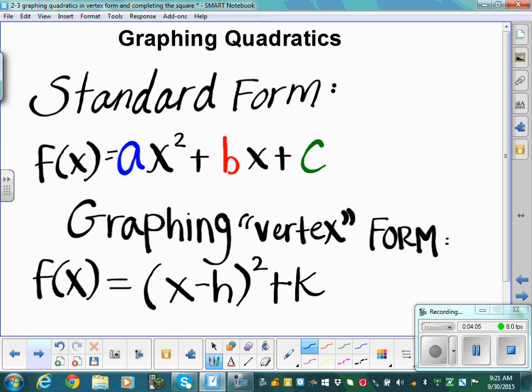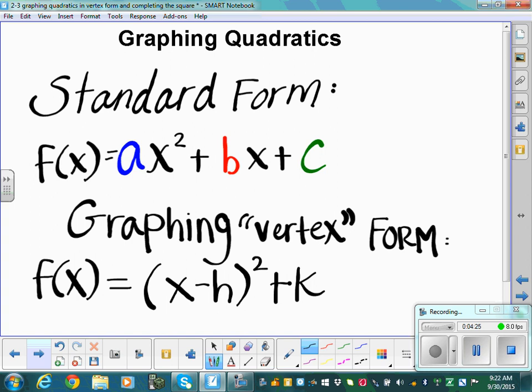Okay, so today we're going to be graphing quadratics. But today we're going to be graphing quadratics not in standard form, but in vertex form, which is actually way easier than graphing something in standard form. So remember, quadratics means degree 2. We have graphed quadratics in here, though. Given f of x is equal to ax squared plus bx plus c, we were graphing them.